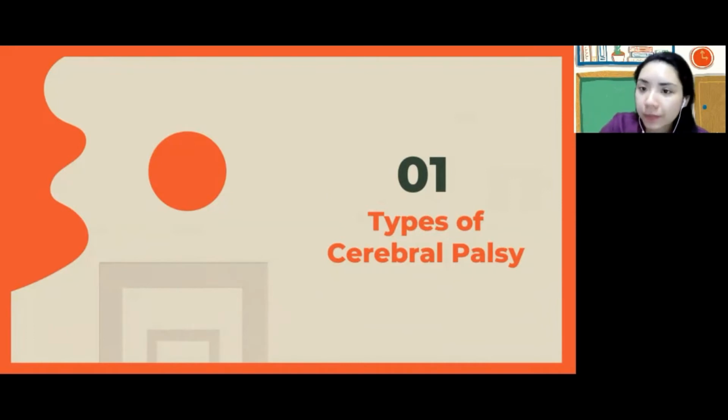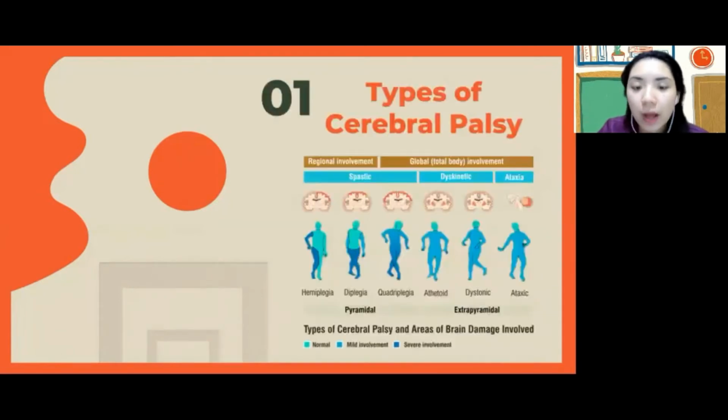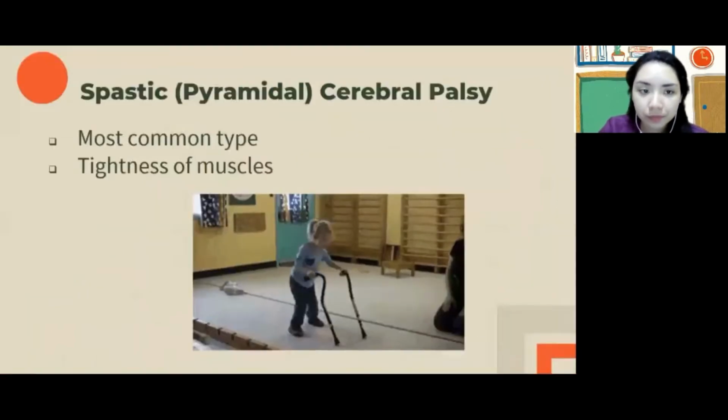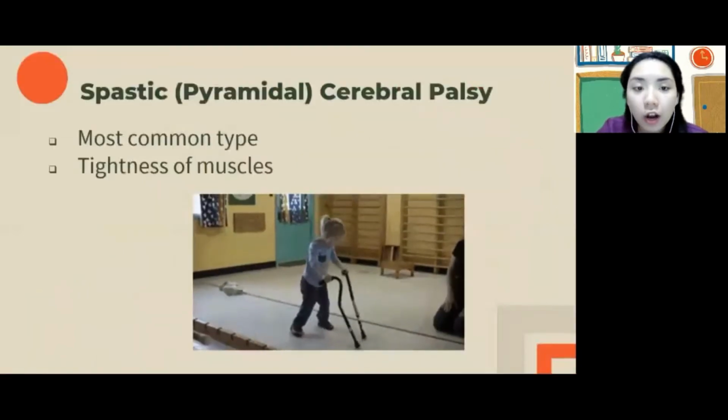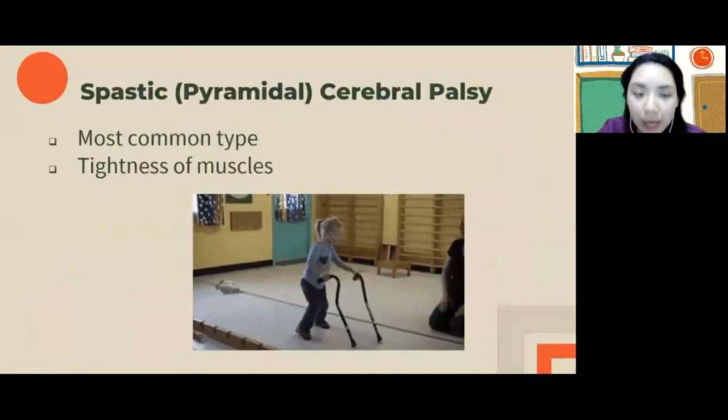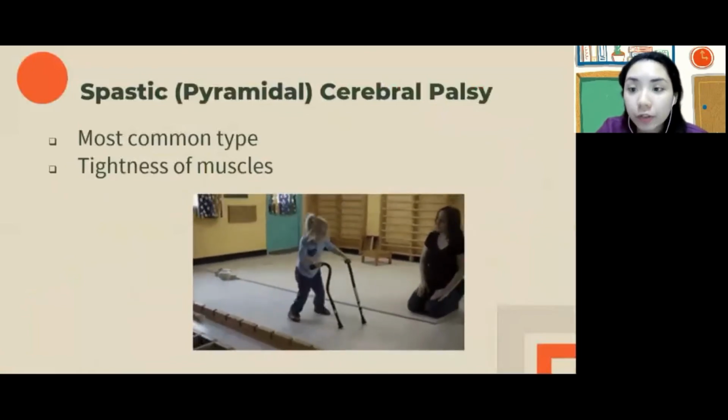So now I'm going to show the different types of cerebral palsy. Here we go. You can see that there are a lot, no? There's spastic, dyskinetic, and ataxia. We're going to discuss all of these in the following slides. Let's start with the first type of cerebral palsy, which is the spastic or pyramidal cerebral palsy.